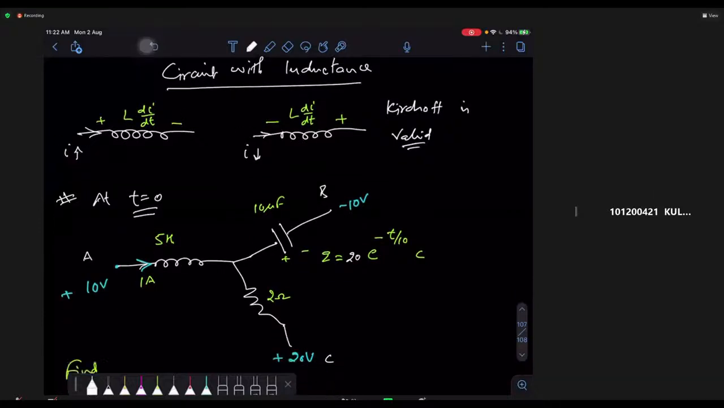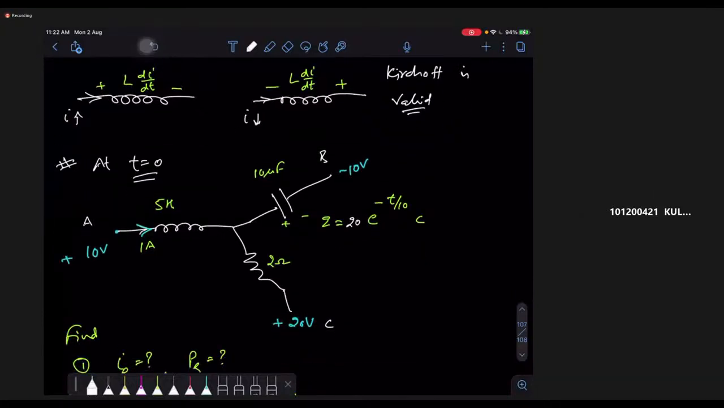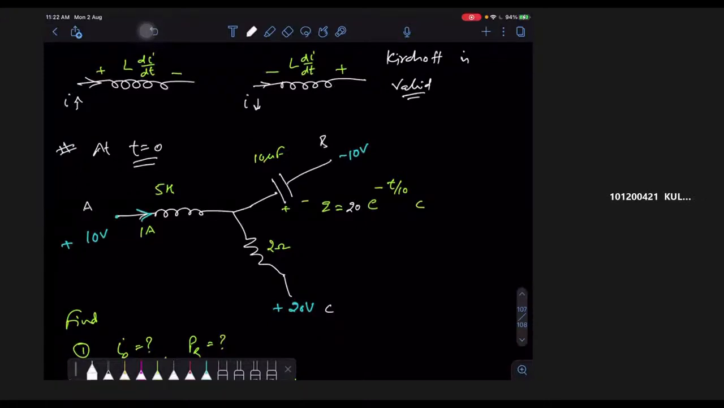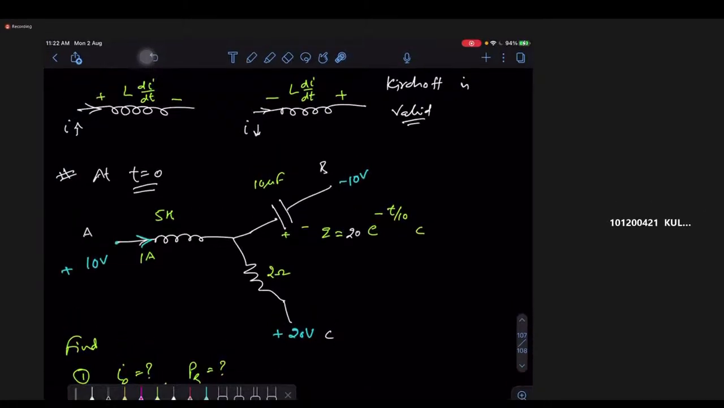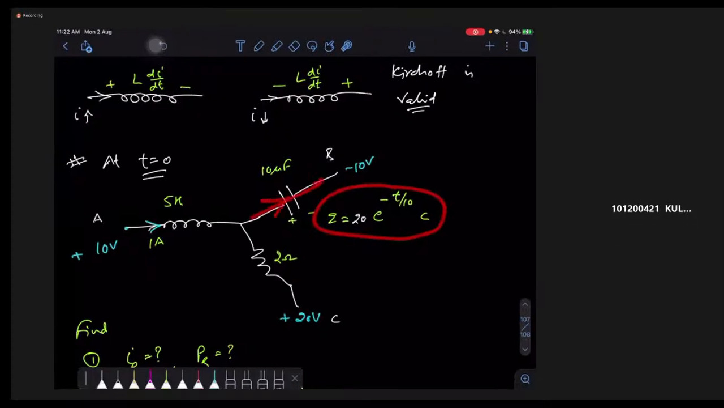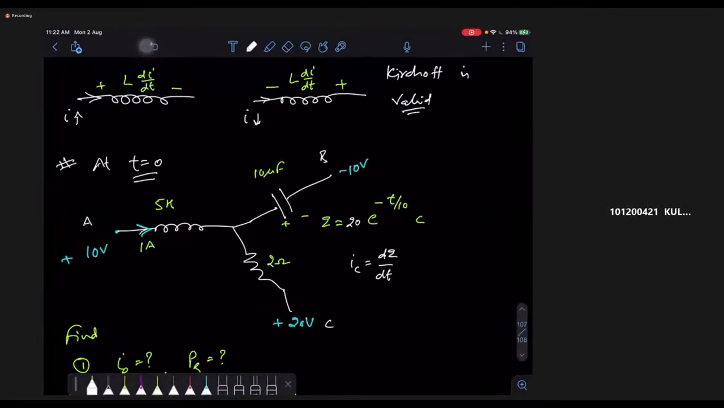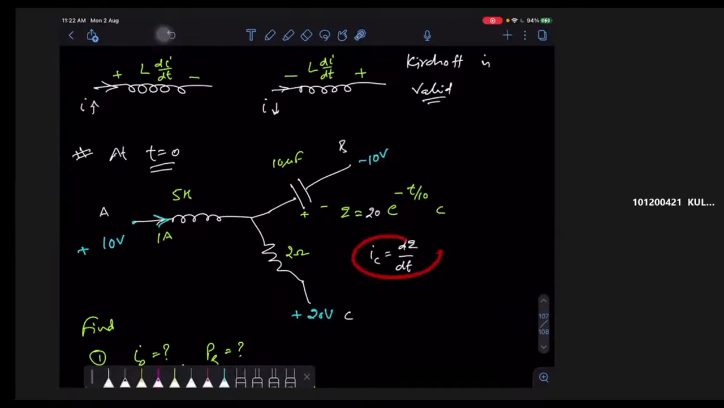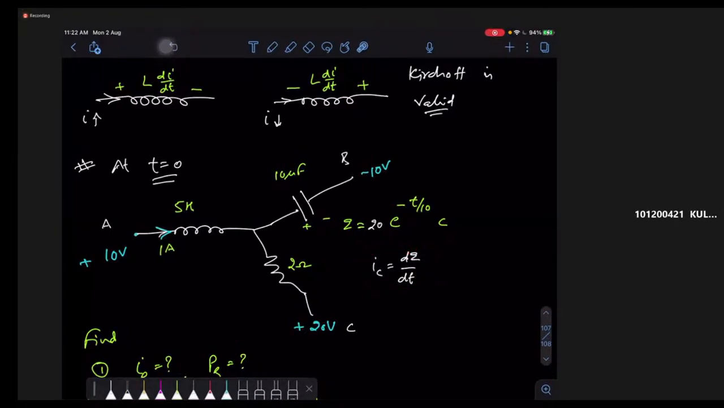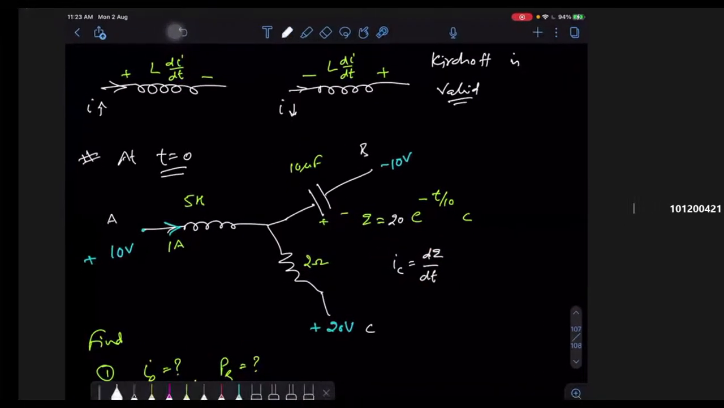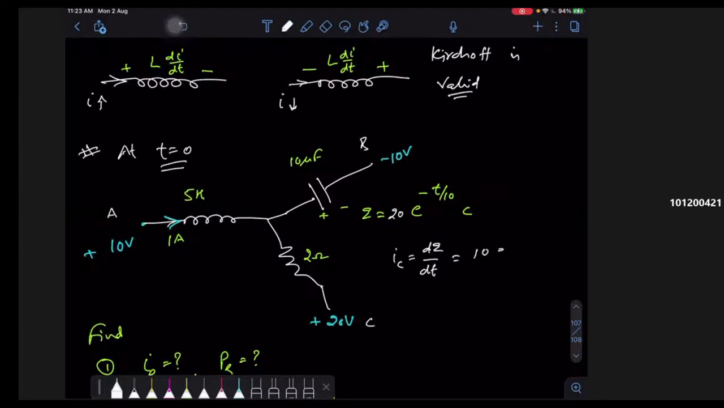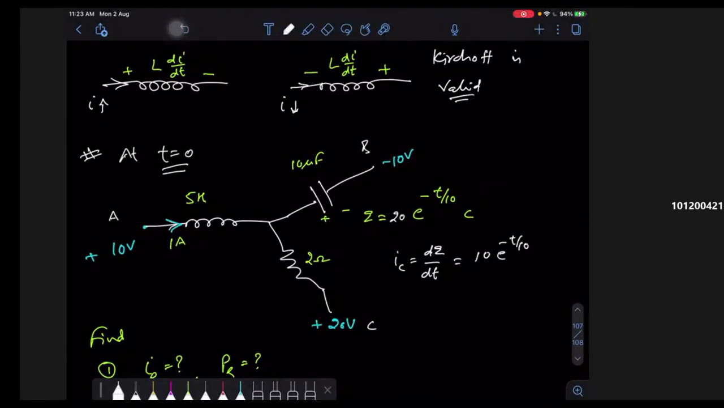So first of all is conservation. You have to apply conservation here. If we apply this conservation, how much current do you have through the capacitor branch? The current through the capacitor branch I can give as dq by dt, right? If you just differentiate it, it will give the value of current. The derivative is 10 e raised to the power minus t by 10 with a negative sign.